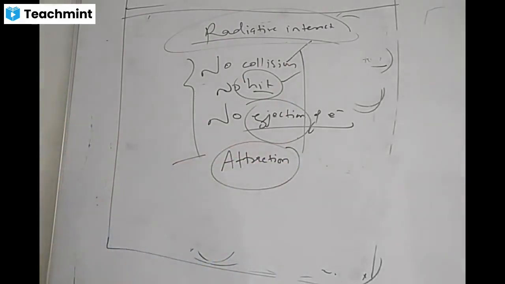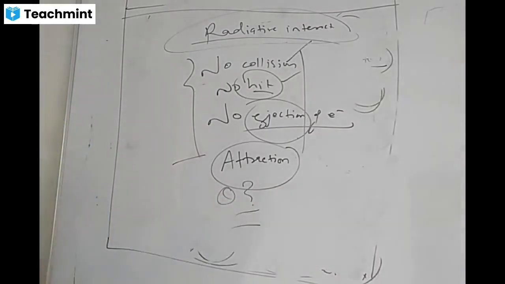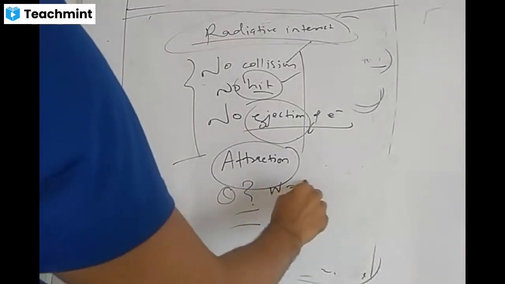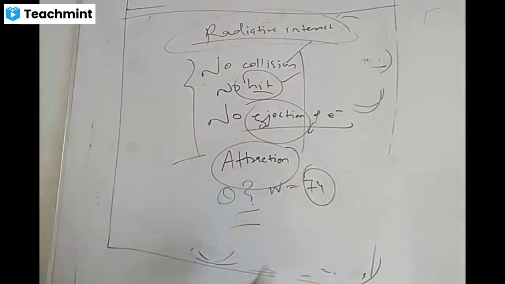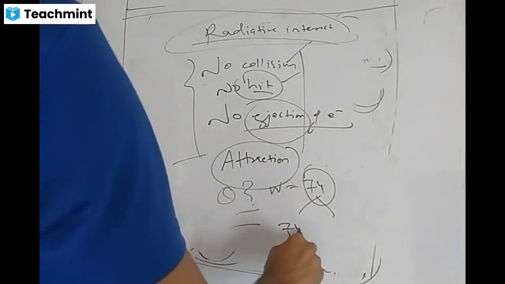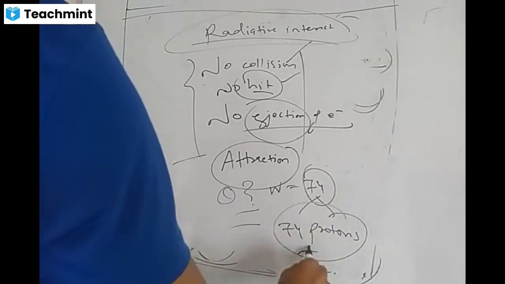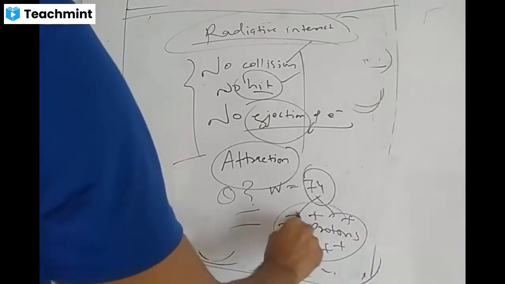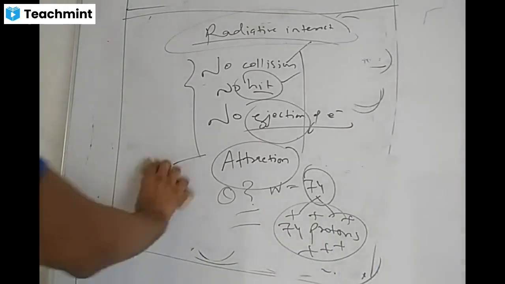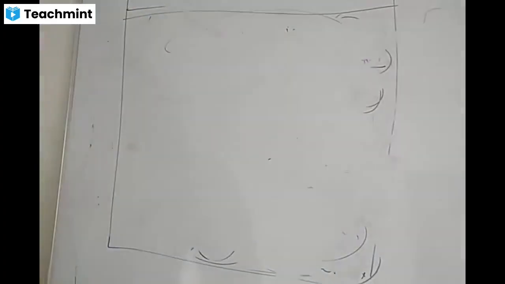Only attraction happens. Question is, why this attraction? The answer is, our tungsten atom having 74 atomic number. 74 atomic number means what? It is having 74 protons, 74 positive charges on its nucleus. So what is the significance of these 74 positive charges?